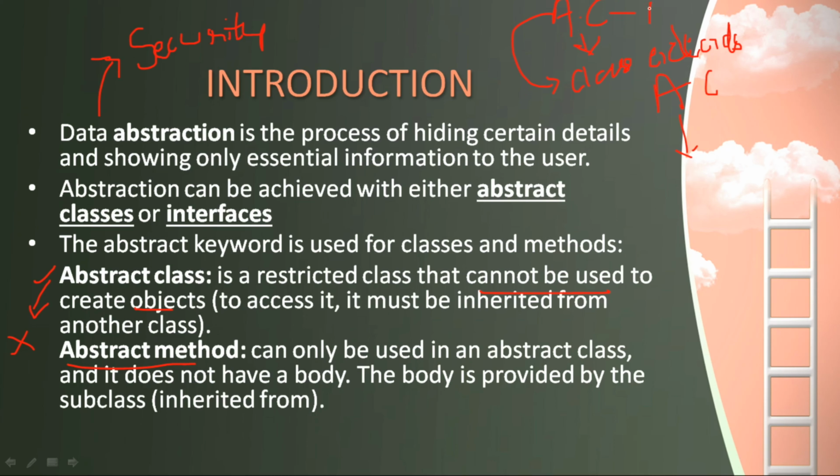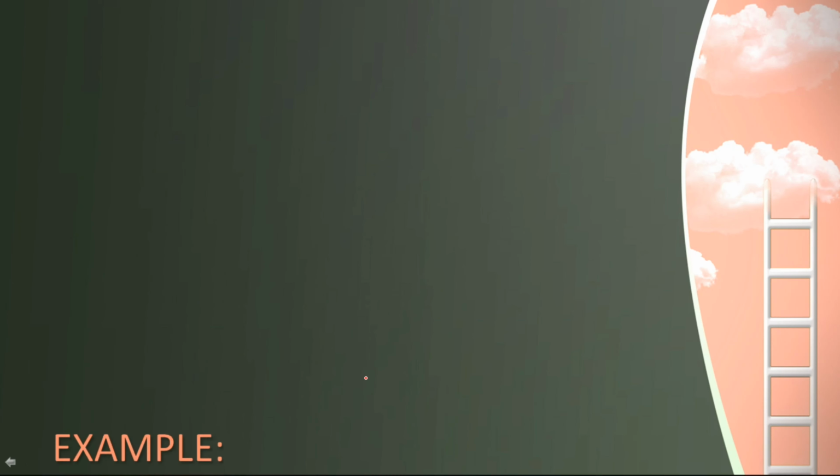So if an abstract method is declared in this class, then when this class is inherited by another class, the abstract method body is declared in that class. So in the new class, only the abstract method data is stored. In the next slide, I will explain how an abstract method and abstract class work.